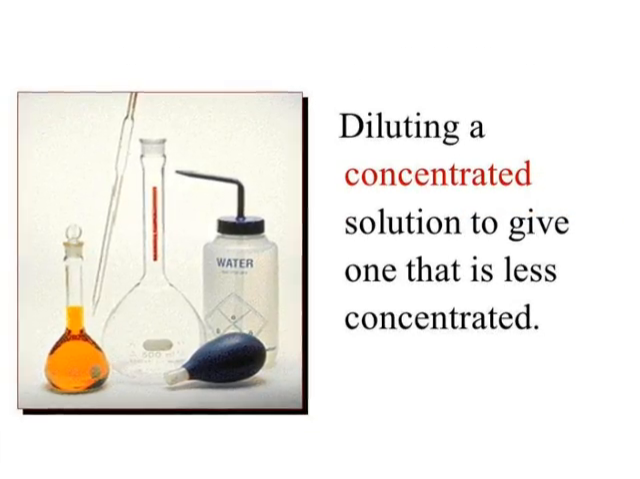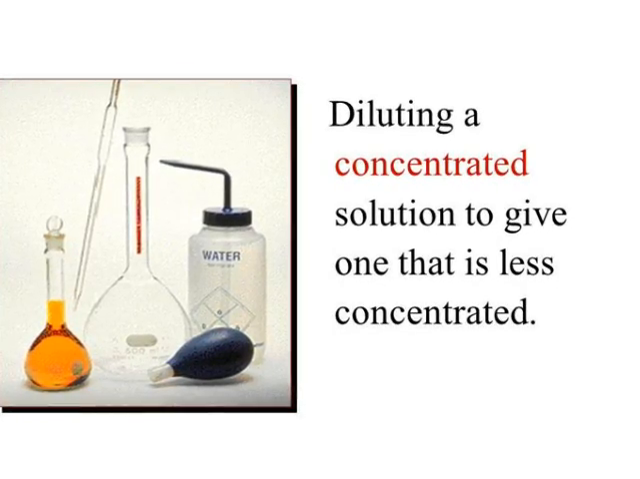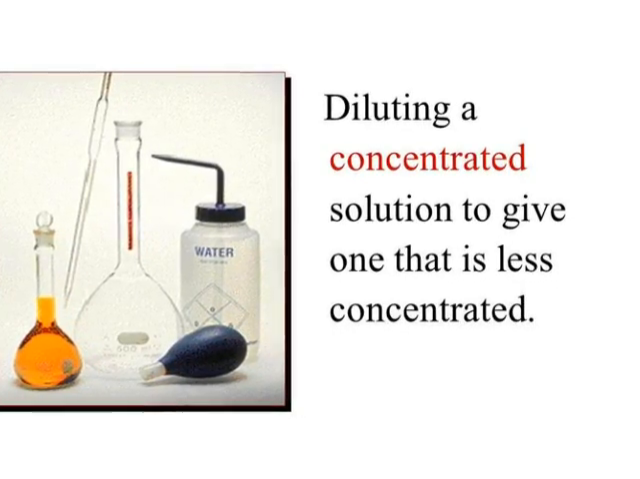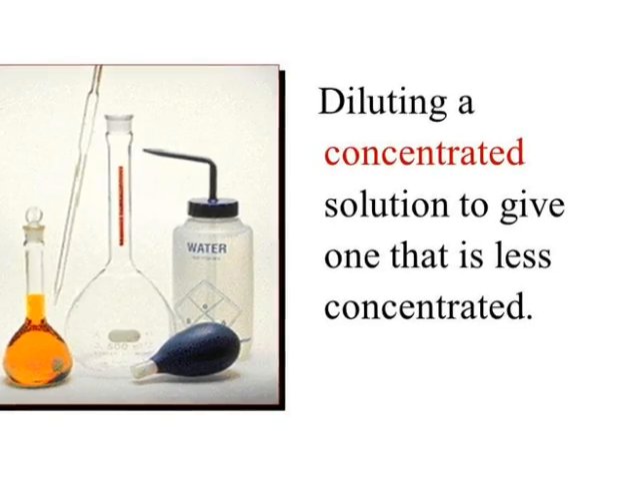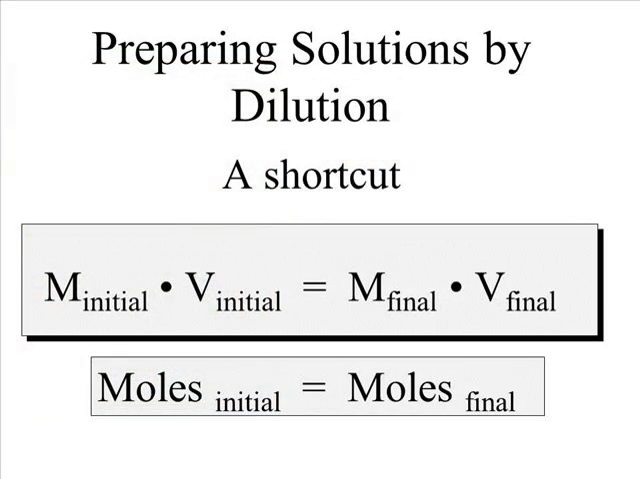There's another type of calculation, and this is one when you've already made a solution and you want to dilute it to something that's less concentrated. The equation for dilution problems is molarity initial times volume initial is equal to molarity final times volume final.